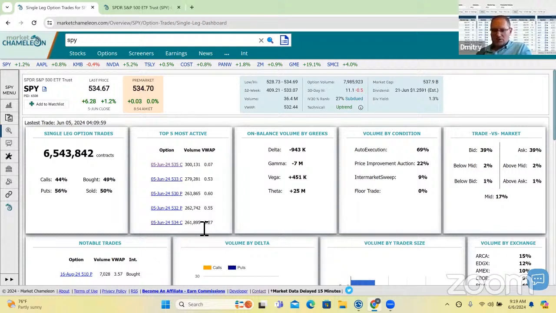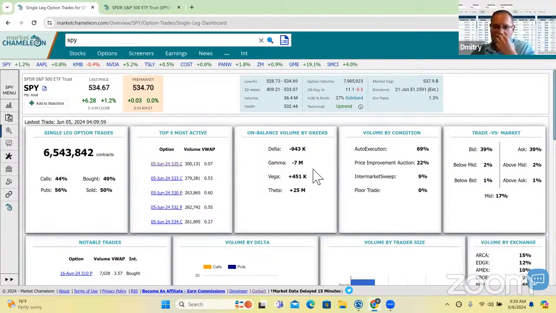And then the theta is how much those options on balance are expected to decay as 1 day passes. Okay, 1 day's decay. So this is kind of just giving us a glimpse, a picture of how that order flow seems to be moving. So let's see if that makes sense.